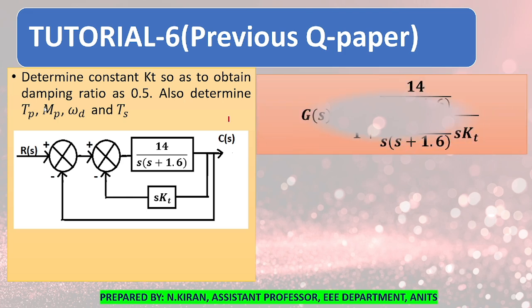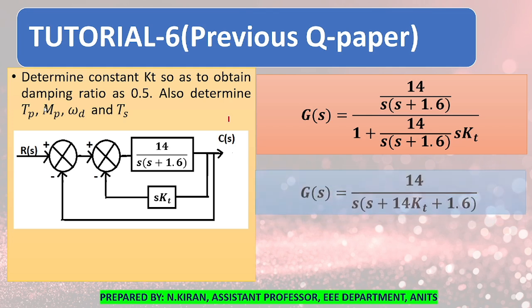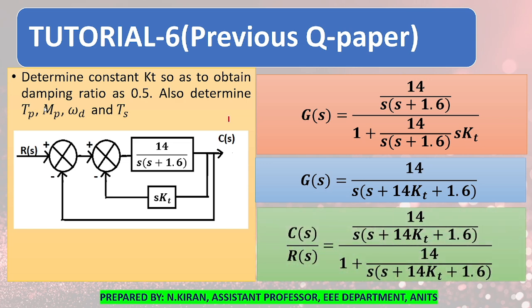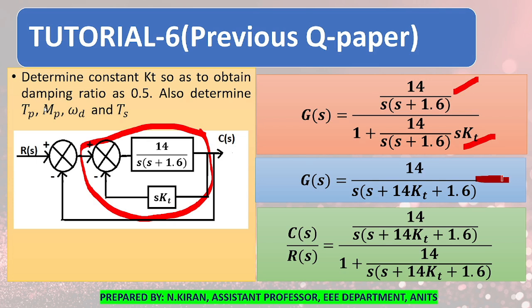First, using block diagram reduction technique, I can find the expression for overall transfer function. Okay, so here when I consider only this loop, eliminating feedback, that is G by 1 plus G into H. So this is G and this is H. That will give me this transfer function, that is 14 by s into s plus 14 kt plus 1.6. So again that is the expression for my open loop transfer function. Here H of s value is 1, isn't it? So it is G by 1 plus G into H.